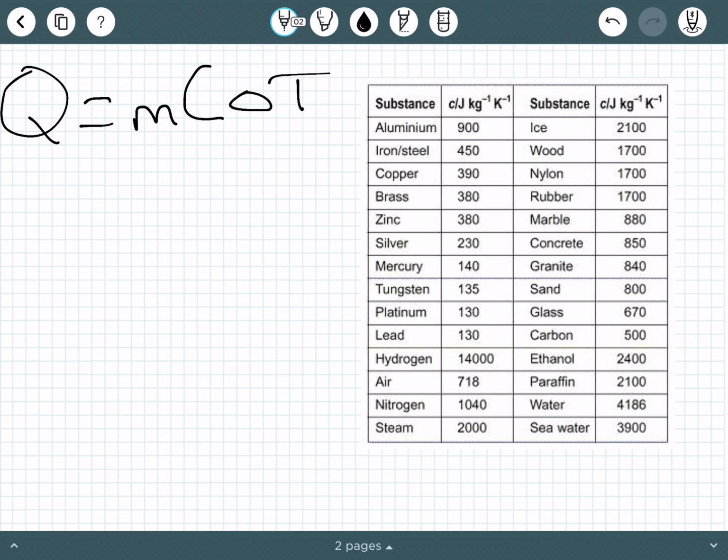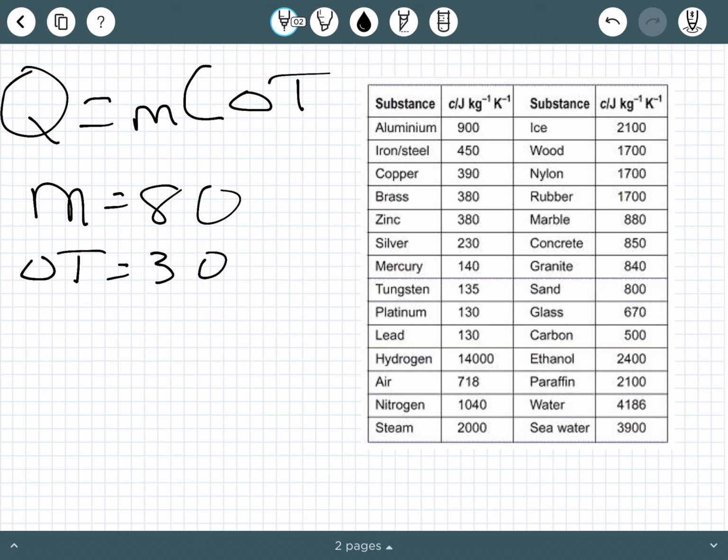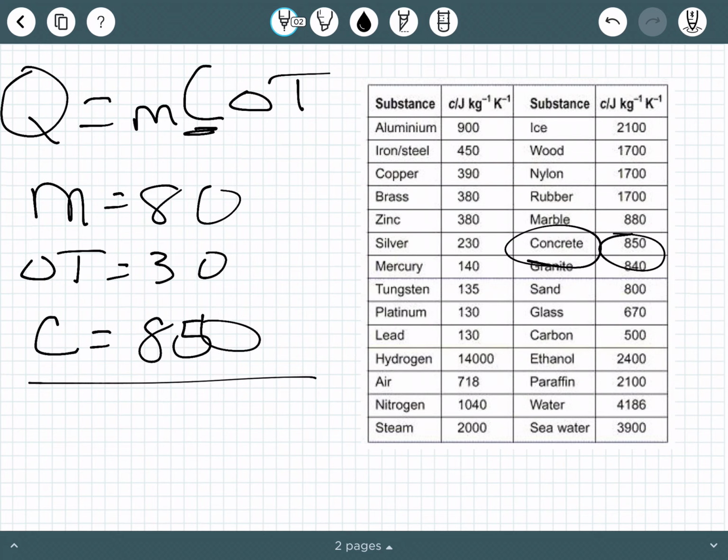Now, let's say I want to change 80 grams, so a mass of 80 grams of concrete, 30 degrees. So I know my change in temperature is 30, my mass is 80. Now, I need to know the specific heat. I need to know this number. So I need to go C. Since I'm dealing with concrete, I find concrete in the table. I'm going to do a C of 850. Okay, take some time and calculate that answer for me.